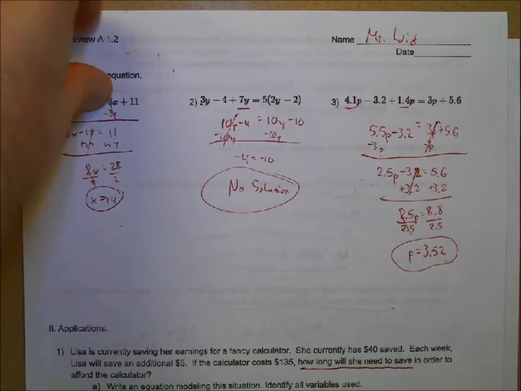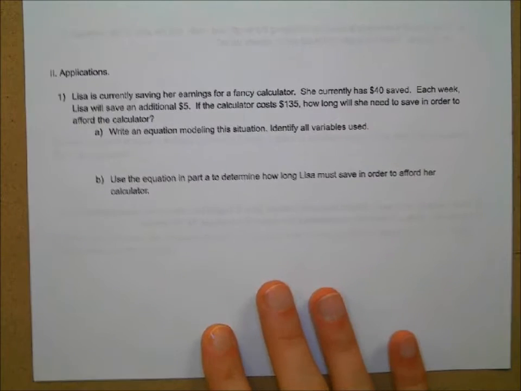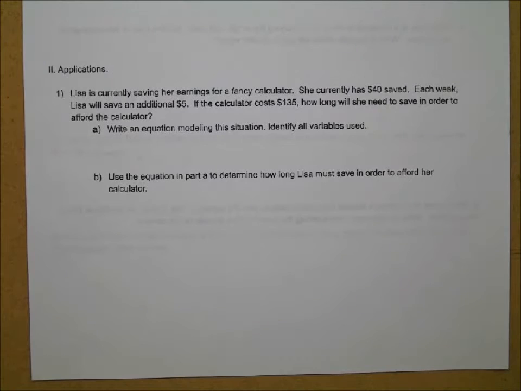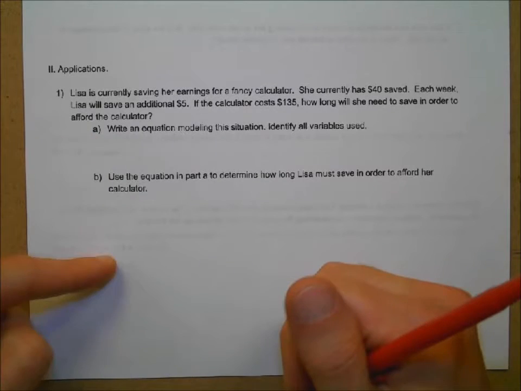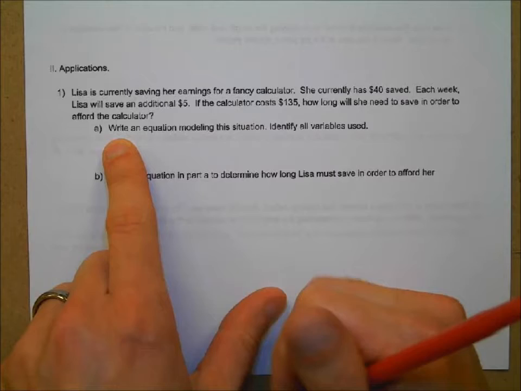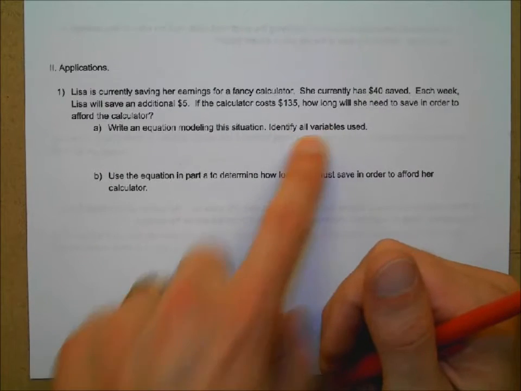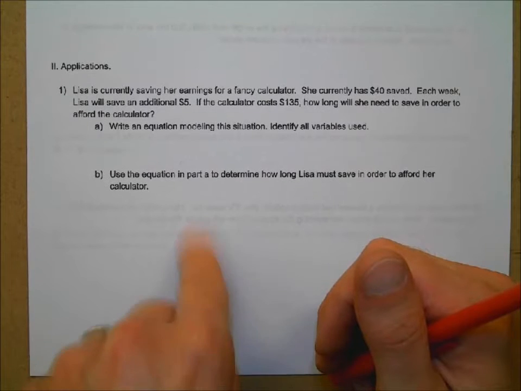All right. Then we're going to jump down here to our application, some of these word problems. And I want to take a little bit more time here as far as breaking these things down. The problems already kind of break them down for us. Most of these problems start with A, having you write the equation and identify the variables, and then B is the space where you solve. Okay? So let's read through this here.